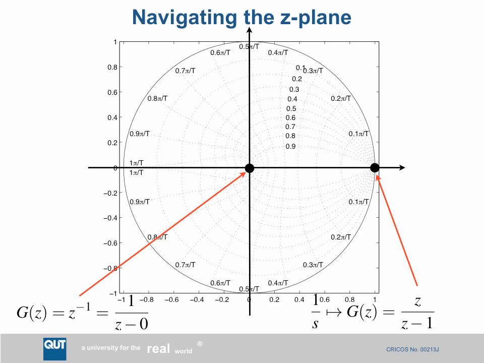This point at the origin of the z-plane doesn't really exist in the s-plane, but it does exist in the z-plane. And we can think of z to the minus 1, we can express that as the system 1 over z minus 0, and we can see that that corresponds to a pole when z equals 0. So a delay of 1 time step introduces a pole at the origin on the z-plane. 2 delays introduces 2 poles at the origin on the z-plane. So let's think about it in intuitive or conceptual terms. A pole at the origin is a delay. A pole at z equals 1 corresponds to an integrator.